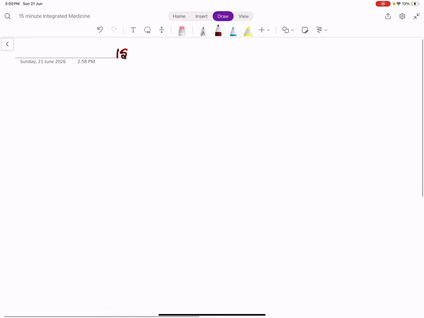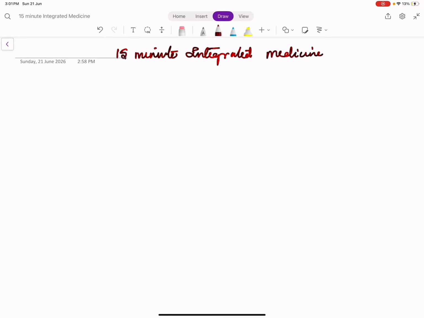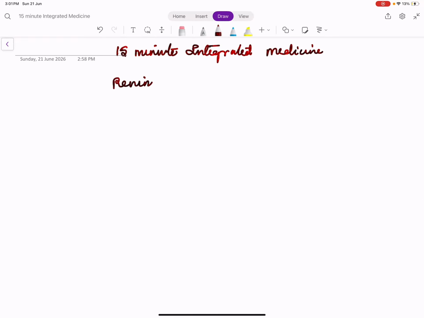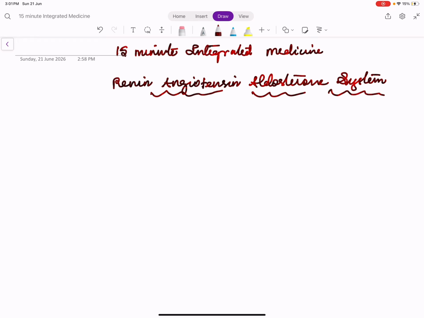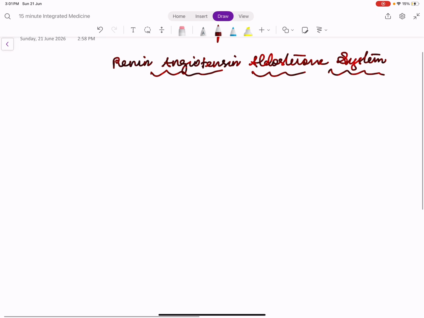So in today's 15-minute integrated medicine series, we are going to discuss an important concept, the renin angiotensin system. Actually, the renin angiotensin aldosterone system. Many of us are familiar with this because we read it from the first year of MBBS. I will try to concise the RAS system from physiology and extend it to the clinical medicine aspect.